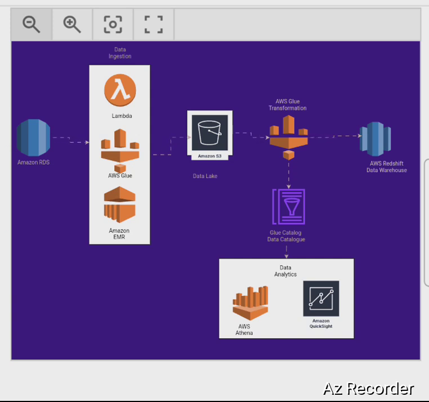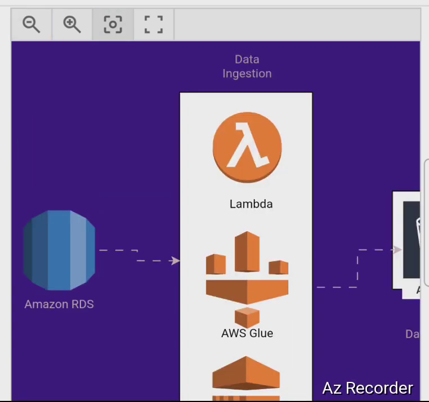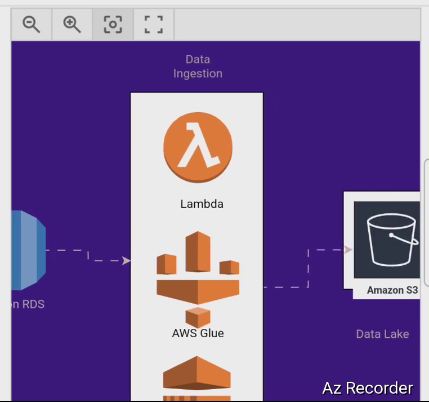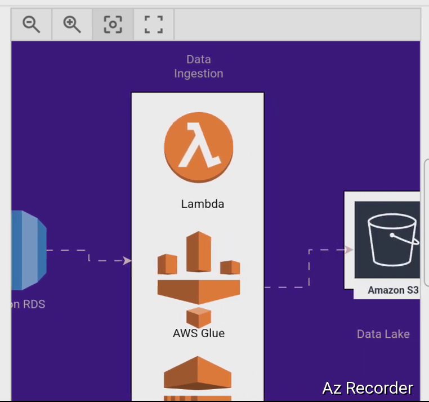Consider you would want to do a batch load into your data lake. What are the ingestion tools that you would need from AWS? Now, if you consider, there can be three tools that you can use from AWS for ingestion, which is AWS Lambda, AWS Glue, and AWS EMR. Now, in case you have smaller data sets, please make use of AWS Lambda.